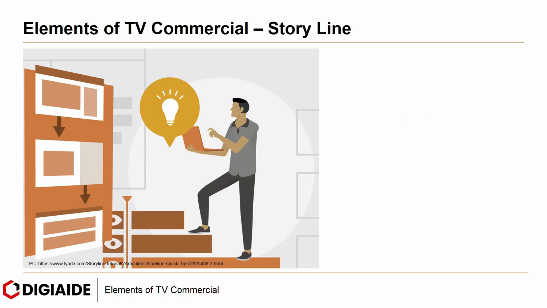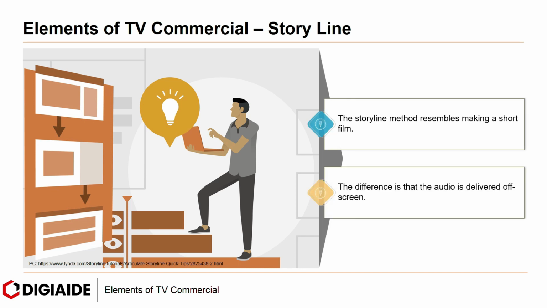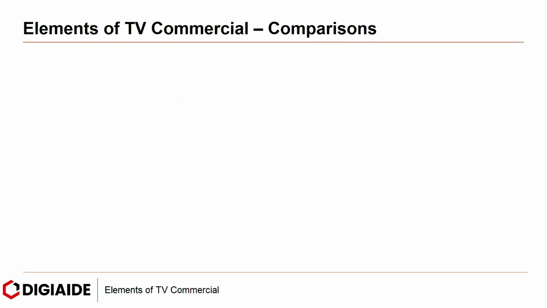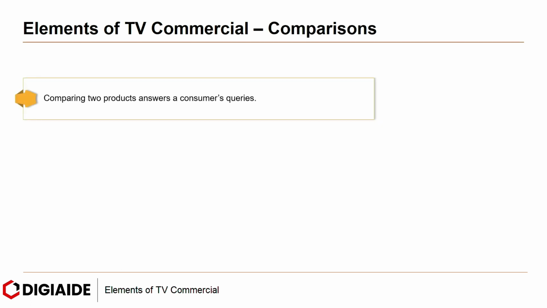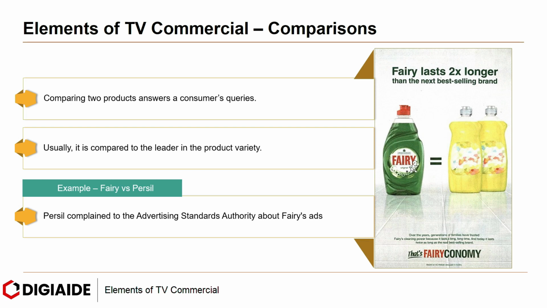Moving on to storyline. The storyline method resembles making a short film. The difference is that the audio is delivered off-screen. The next element focuses on comparison. Comparing two products answers the consumer's queries. Usually, it is compared to the leader in the product variety. Example in this case is Fairy versus Persil.